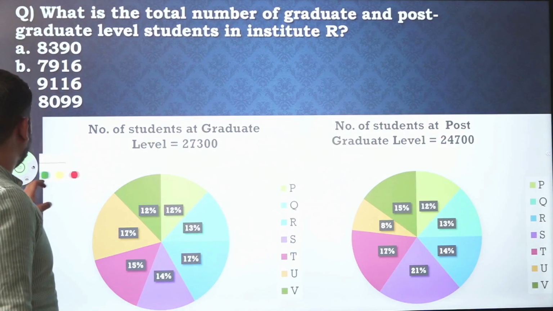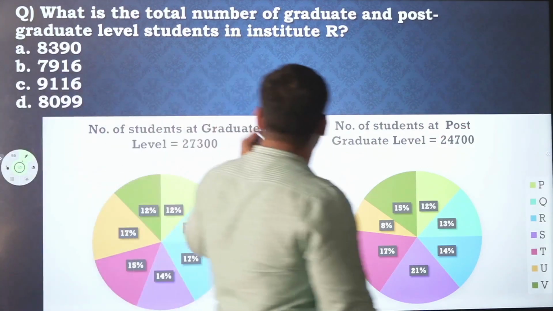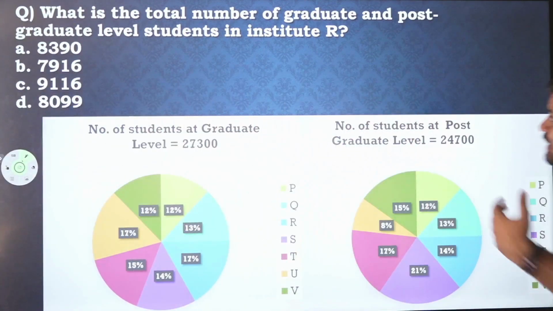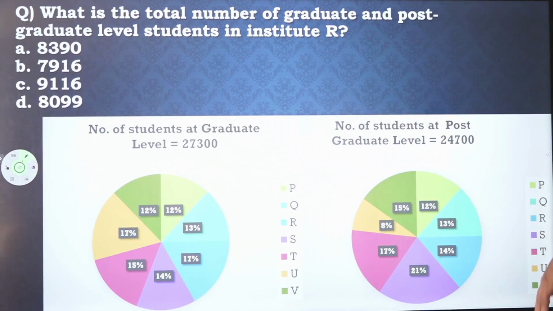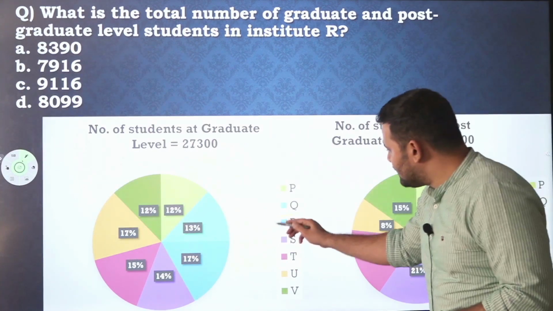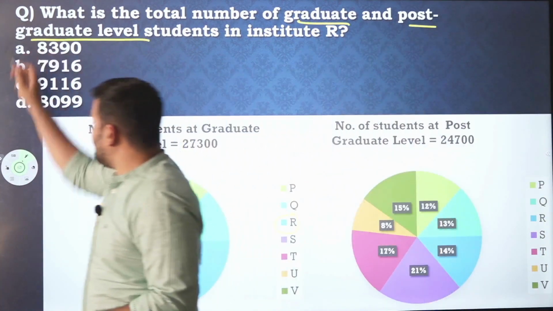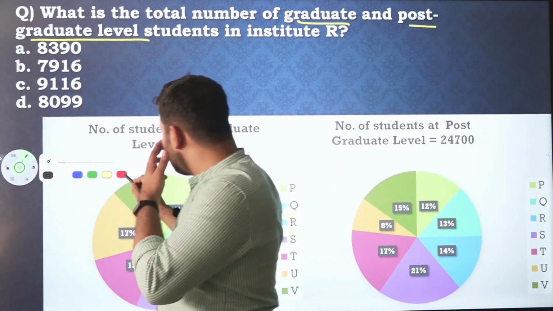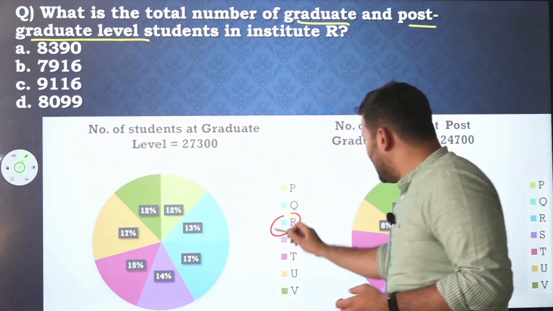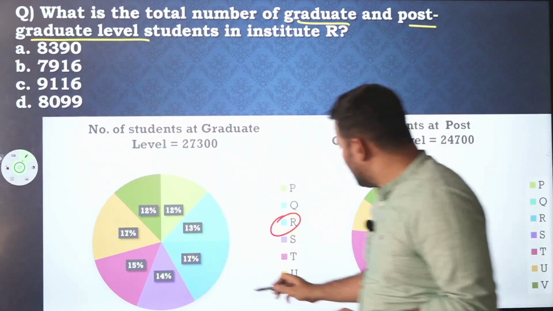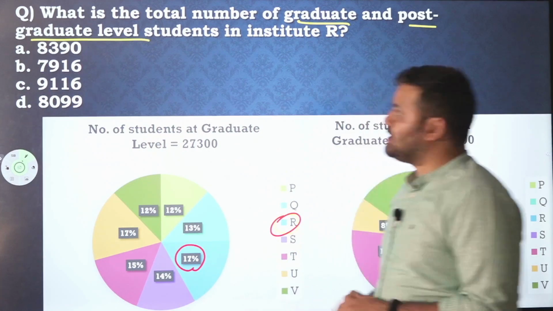Now we have the question here. The question here is, what is the total number of graduate and postgraduate level students in Institute R? So Institute R is here. They are asking the graduate as well as postgraduate. So we can see R here. R is nothing but blue color. So here it is 17%.